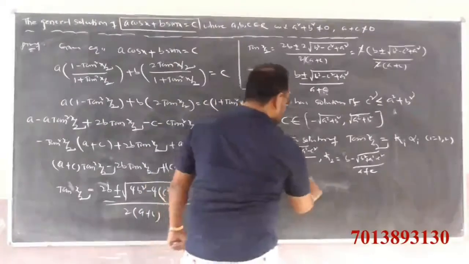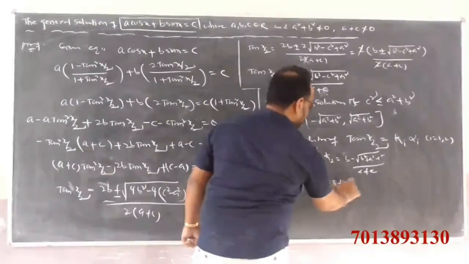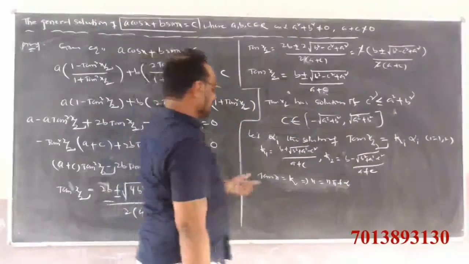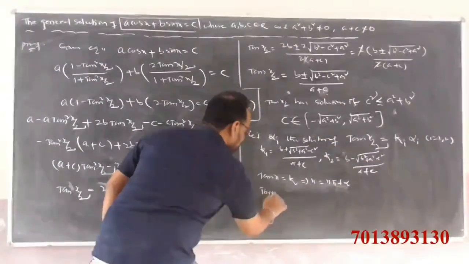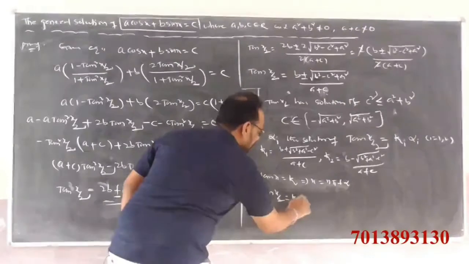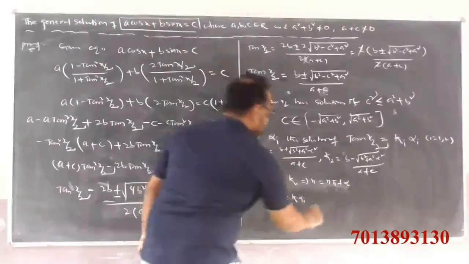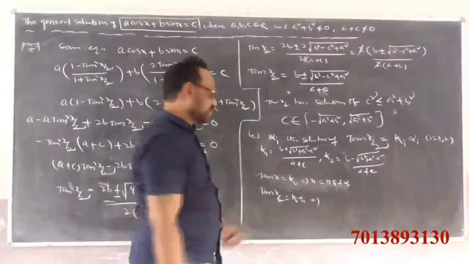If tan x is equal to k, then x is equal to n pi plus alpha. We want tan x by 2 is equal to k times of alpha i. Then what is the value of x by 2?